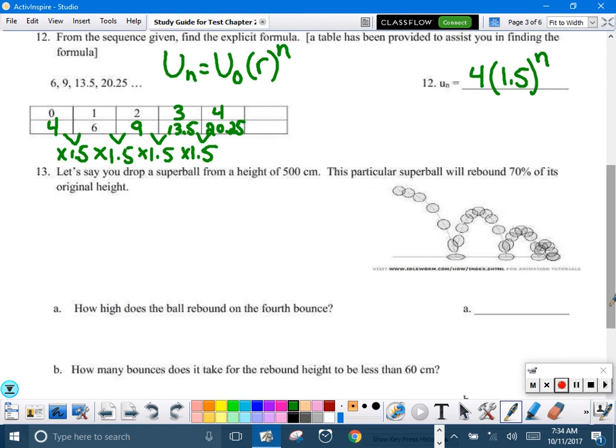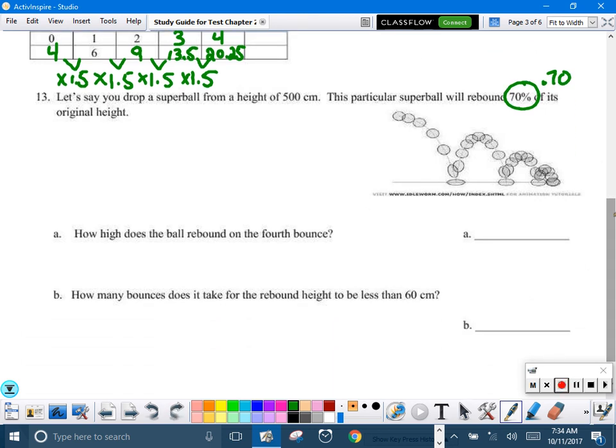Okay, number 13, let's say you drop a super ball from a height of 500 centimeters. This particular super ball will rebound 70% of its original height. Remember, we never directly work with percents. We will work with the decimal. How high does the ball rebound on the fourth bounce?